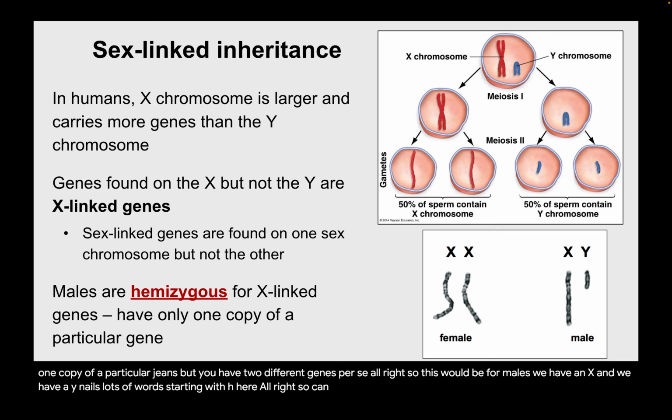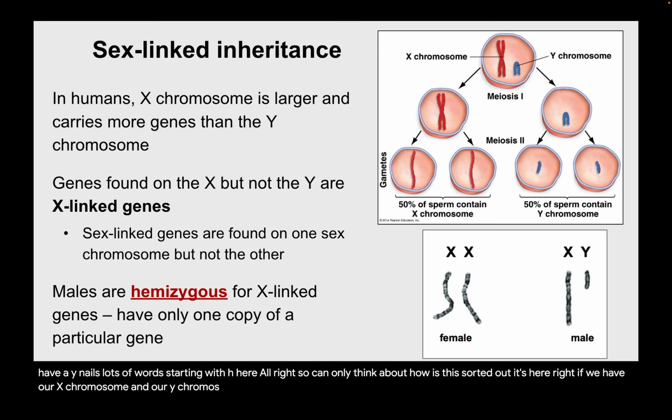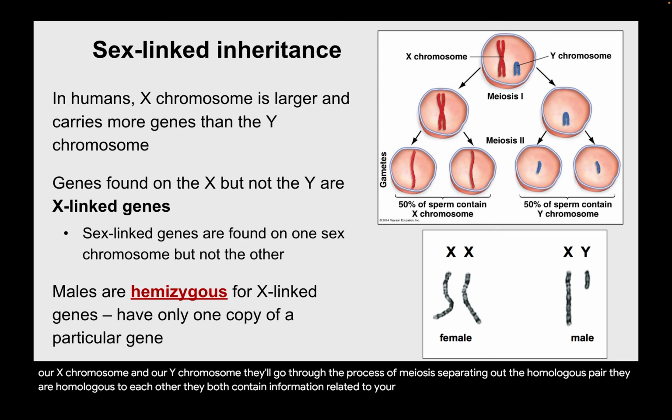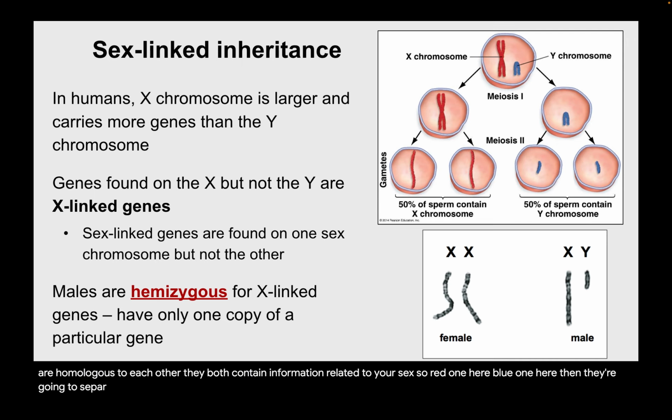All right, so again, when we think about how this is sorted out into gametes here, right? If we have our X chromosome and our Y chromosome, they'll go through the process of meiosis, separating out the homologous pair. They are homologous to each other. They both contain information related to your sex. So red one here, blue one here, then they're going to separate out our sister chromatids. So as a result, we have 4 daughter cells. Each have 1 sex chromosome. Either they have 1 X or they have 1 Y.